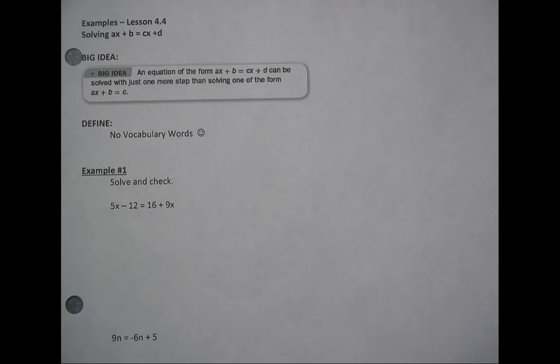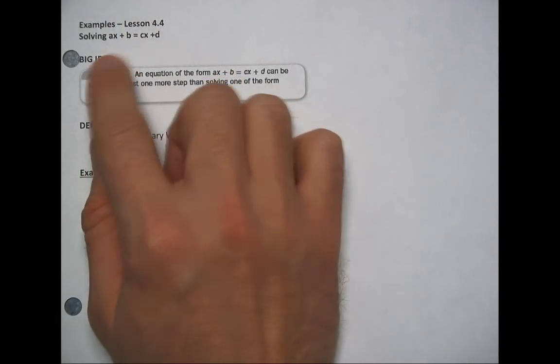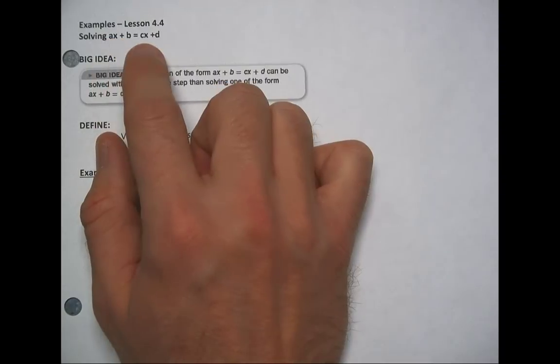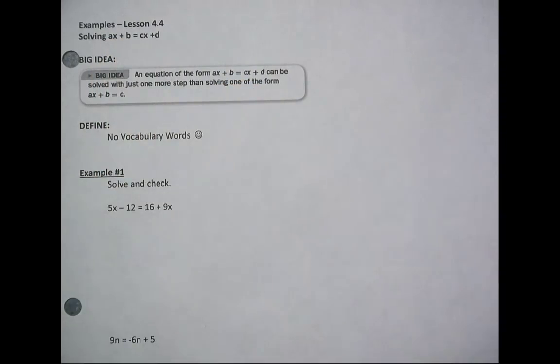So today is lesson 4.4, and we're going to be solving equations that are in this form: ax plus b equals cx plus d. And if you notice, there's an x on both sides. So we're basically going to be looking at equations where now there's a variable on both sides. So not just having to simplify, but deal with how do I clear out an x or a y on either side of the equation.